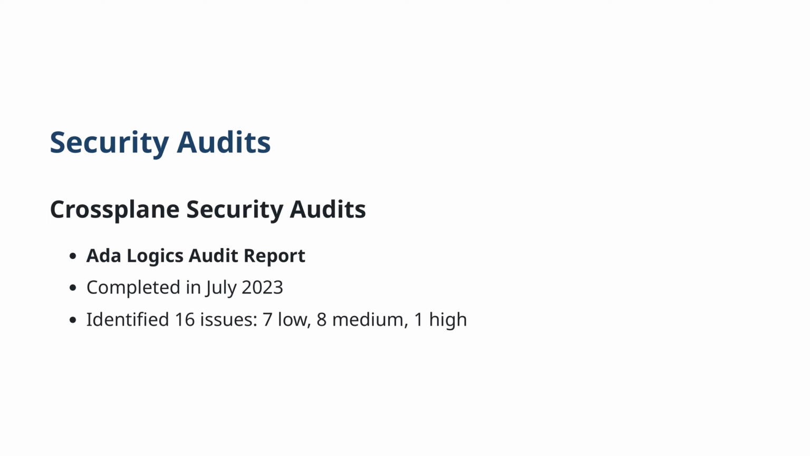This slide focuses on the security audits of Crossplane, specifically highlighting the audit conducted by Audits in July 2023. The audit report identified a total of 16 issues, categorized into 7 low severity, 8 medium severity, and 1 high severity issue. This thorough examination helps ensure that Crossplane remains secure and reliable. The findings provide essential insights into areas that need attention to enhance the overall security posture of Crossplane.